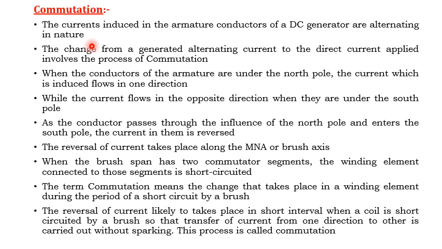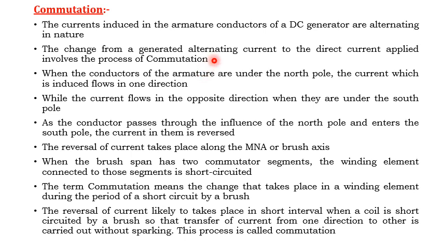Now, the change from a generated alternating current to direct current involves the process of commutation, and this process itself is called commutation. The generated current is alternating in nature, and that generated alternating current is converted into direct current. Whatever process is involved in this is called what?